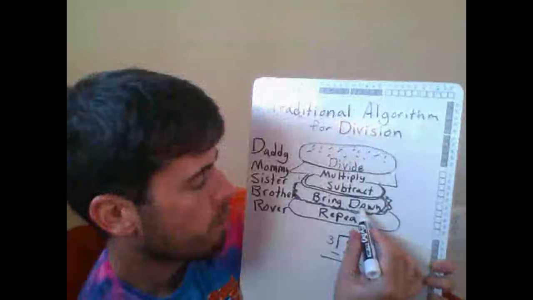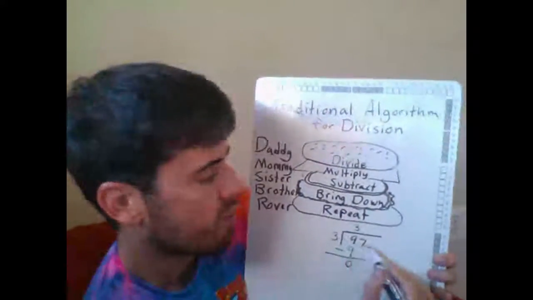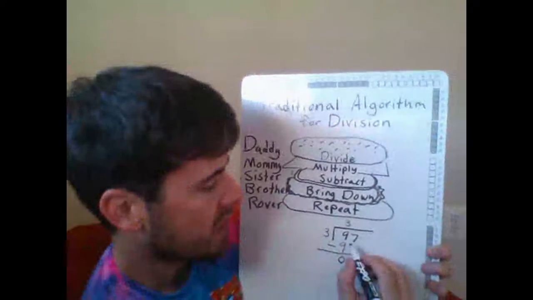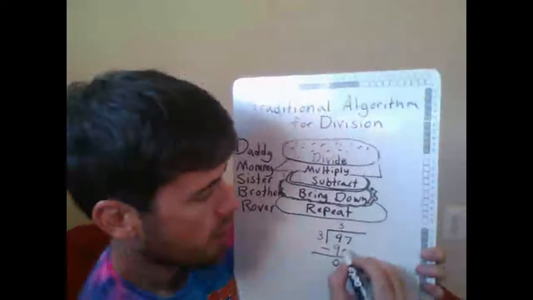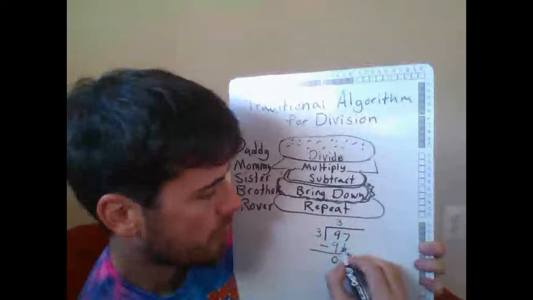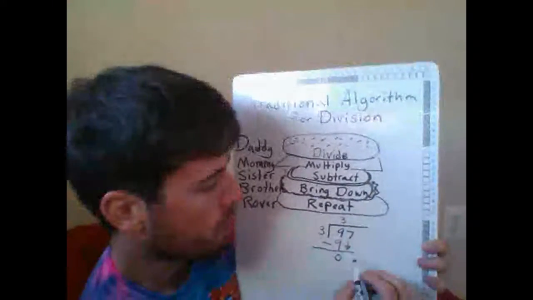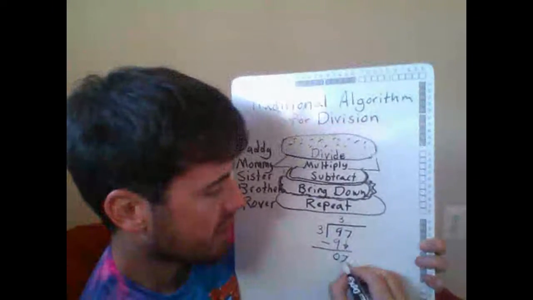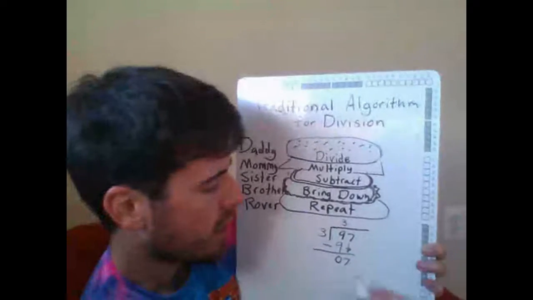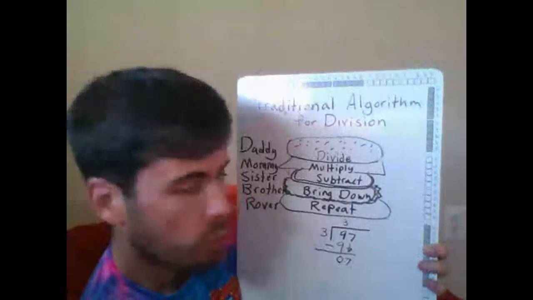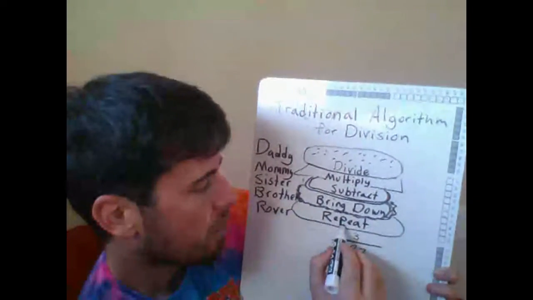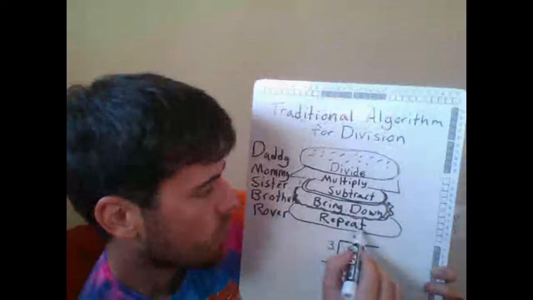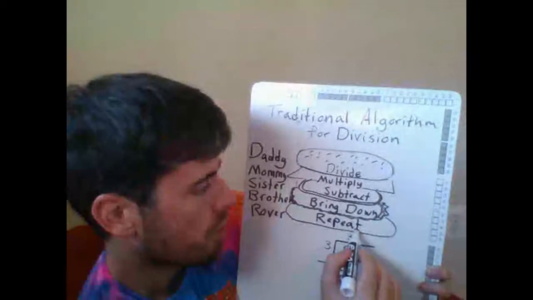We're going to go ahead and bring down whatever is left over in our dividend. We can see that there's a 7 left over. I like to draw an arrow to show that we're bringing it down. We bring down our 7 into the spot that's left over. Now we have only 7. We've already brought down, now we're going to do our last step, which is to repeat the process.